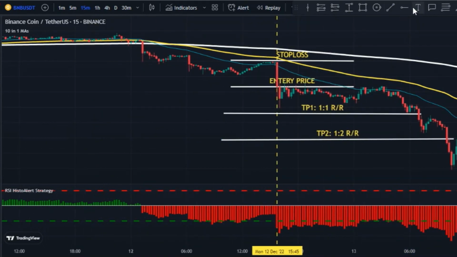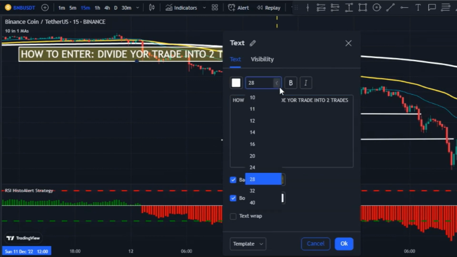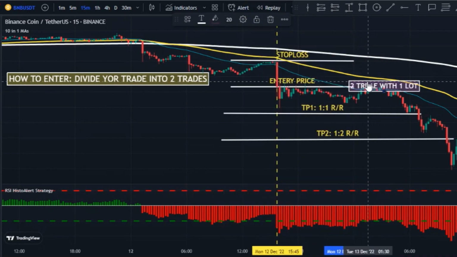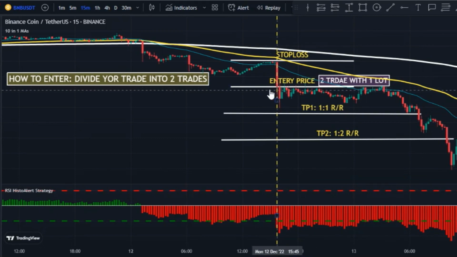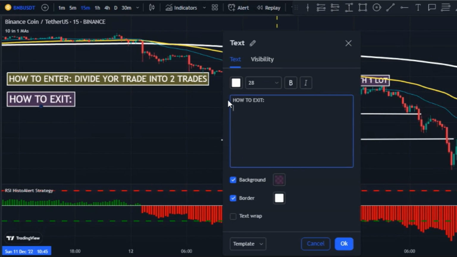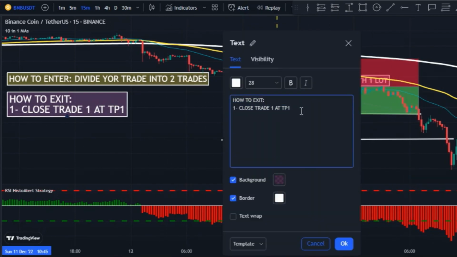So now, before entering into a trade, remember that you should divide your volume by 2. For example, if you plan to enter a trade with a volume of 2 lots, you should divide this trade into 2 trades with a volume of 1 lot. And set the first trade target to the risk-reward ratio of 1:1. And the target of the second trade should be the risk-reward ratio of 1:2.